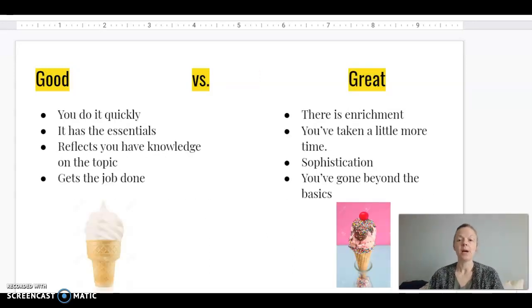Okay. So there are good intros and there are great intros. So we're going to look at the difference between the two. And to help you understand those two things, I thought of this metaphor.